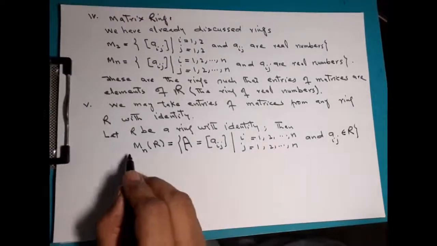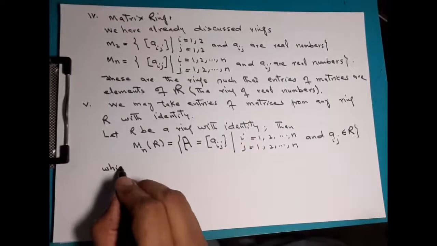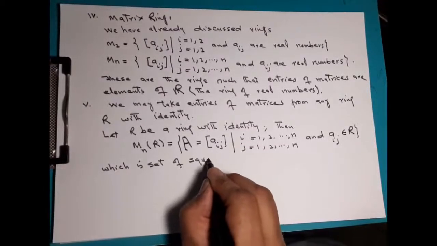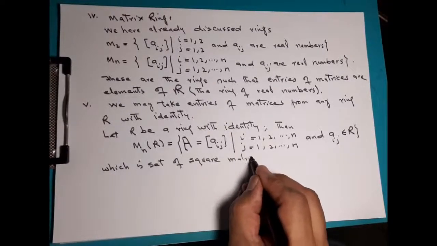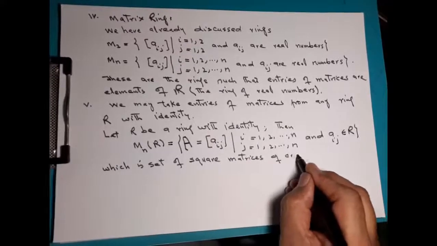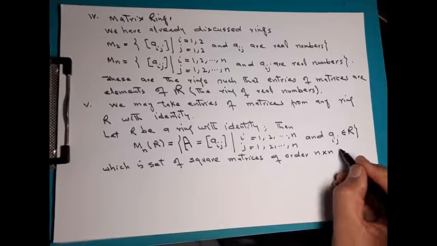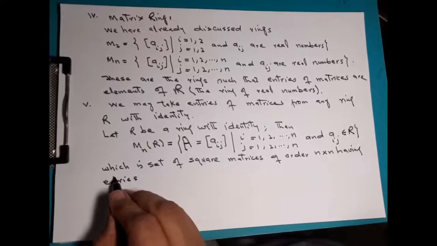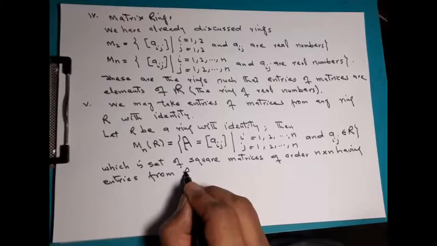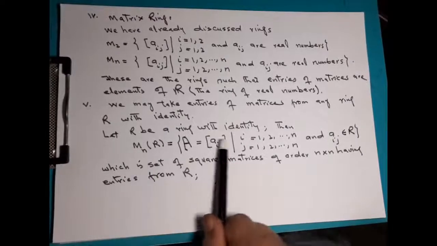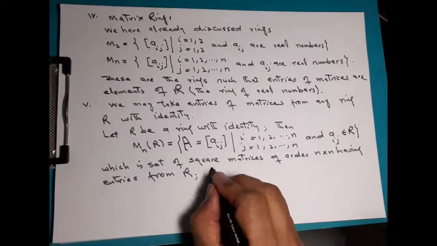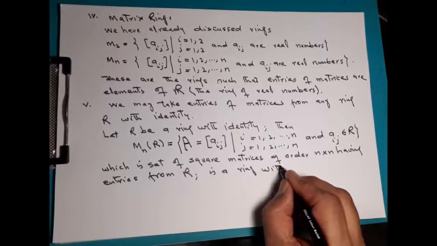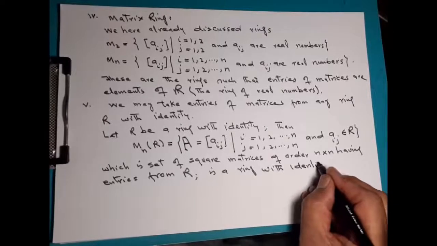Then M_n(R) is the set of square matrices of order n by n having entries from ring R. Then this particular set M_n(R) is a ring. In fact, this is a ring with identity.